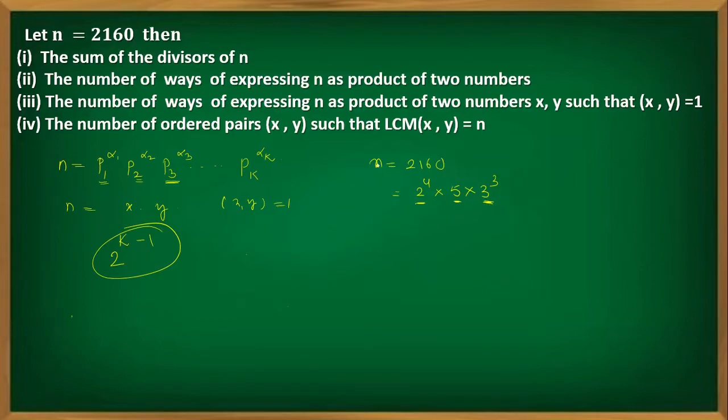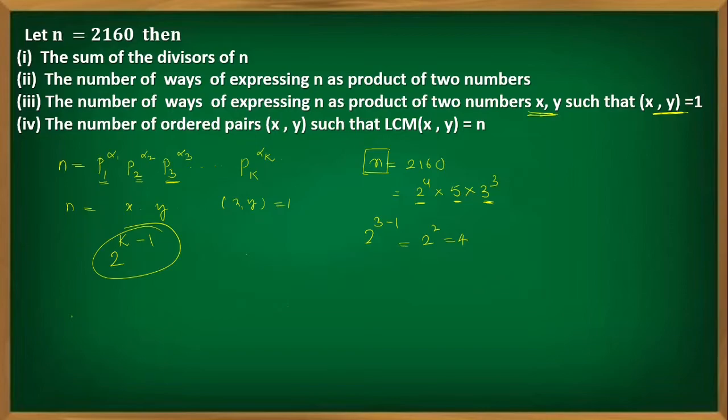So therefore the number of ways of expressing n as a product of two numbers x comma y so that their GCD equals 1 is simply 2 to the power of k minus 1. K is the number of distinct primes. 3 primes are there, so 2 to the power of 3 minus 1, which is equal to 4. So you can express 2160 as a product of two numbers x comma y so that GCD of x comma y is equal to 1, right?